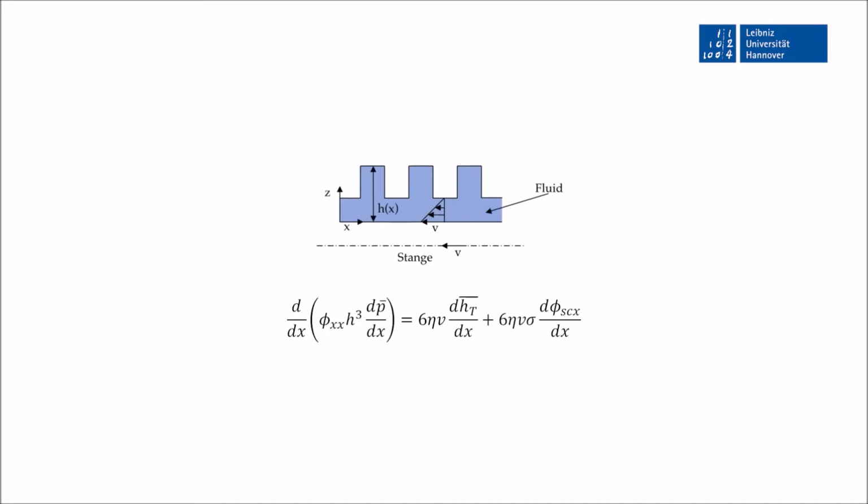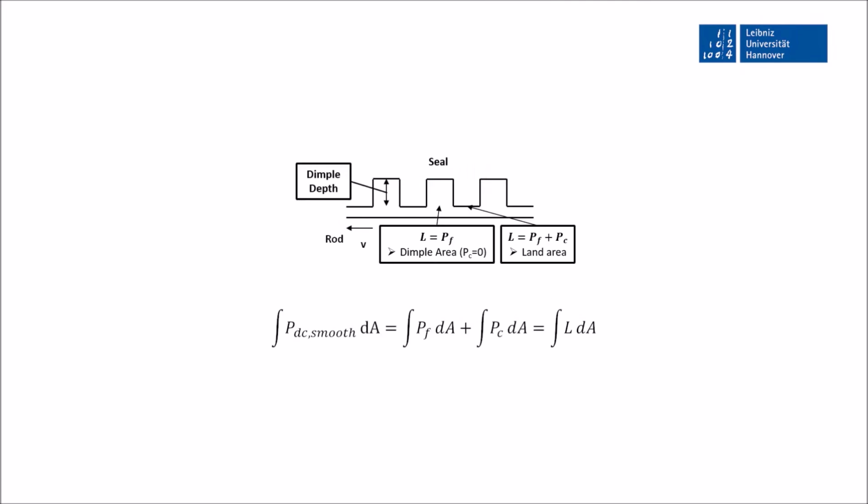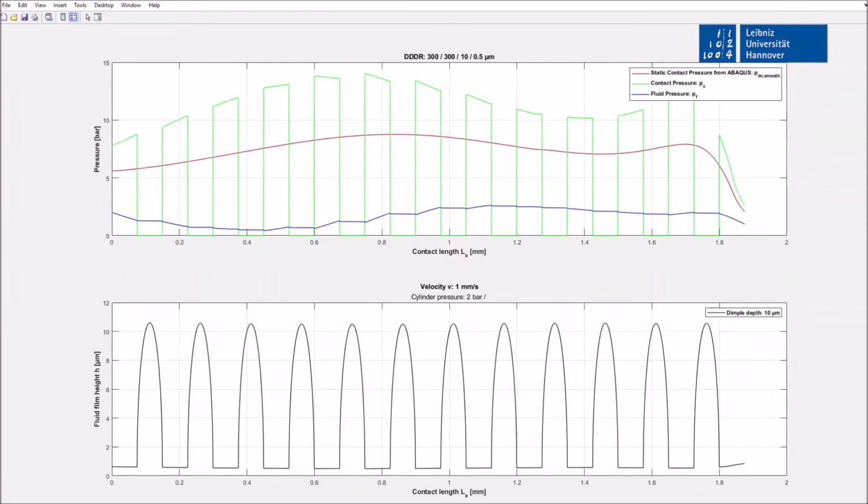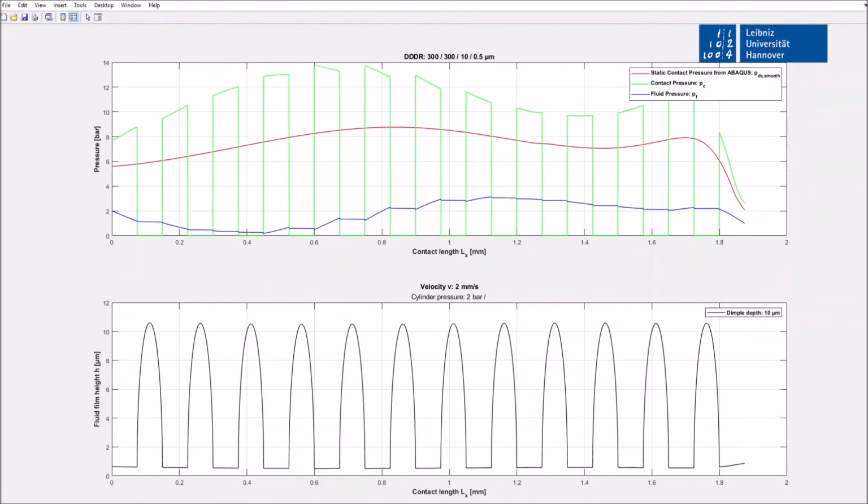The following fluid mechanics analysis utilizes the Reynolds equation for the identification of the fluid pressure, PF. Both the static contact pressure, PDC smooth, and the fluid pressure, PF, are coupled by an equilibrium of forces in order to calculate the dynamic contact pressure, PC, which is entered into the Greenwood and Williamson contact model again. This process is repeated in an iteration loop until the fluid film height, H, has converged.